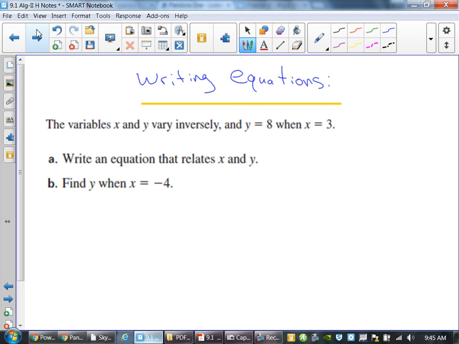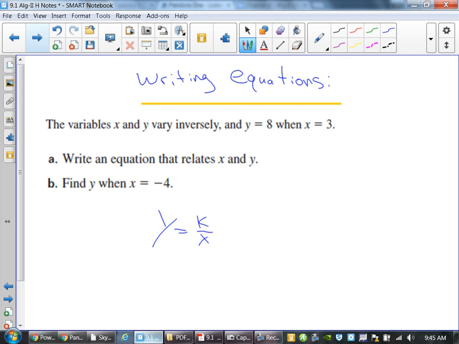So here's what happens when we write out the equation. This is more along the lines of what you're going to see: variables x and y vary inversely, and y equals 8 when x equals 3. So it says they vary inversely. As soon as you see that it says varies inversely, that means it's y equals k over x. That's what the inverse variation generic equation looks like.